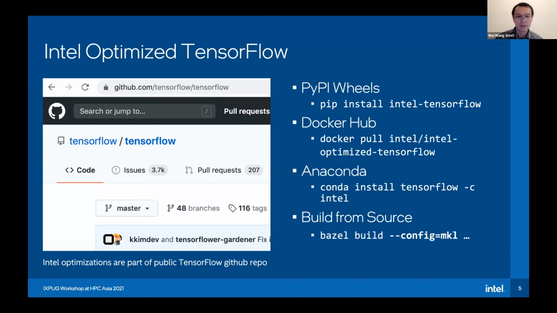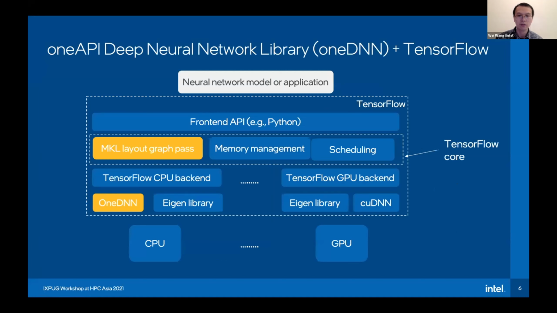Okay, so that covered the introduction and background. But before I hand over to the next section to Niranjan, talking about BFloat16, I want to emphasize that the main performance drive engine underneath TensorFlow is the oneAPI deep neural network library, short name oneDNN.